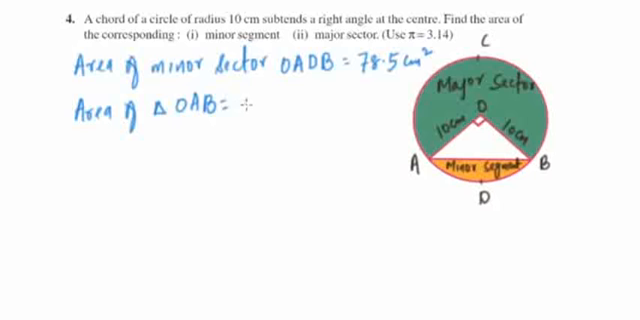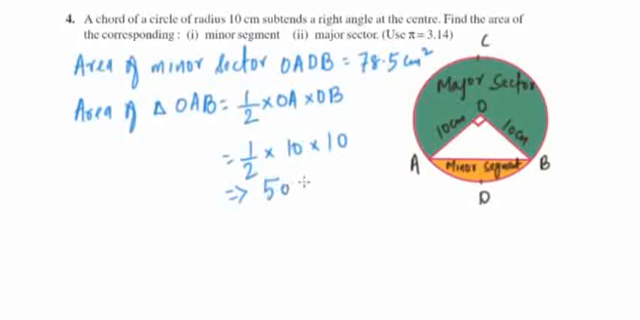Now let's find the area of triangle OAB. We know the formula to find the area of a triangle, that is half into base into height. So half, the base is basically OA and height is OB. So it is half into, we know the value of OA, that is 10. We also know the value of OB, that is also 10. And on solving this, we will get the area of the triangle as 50 square centimeter.